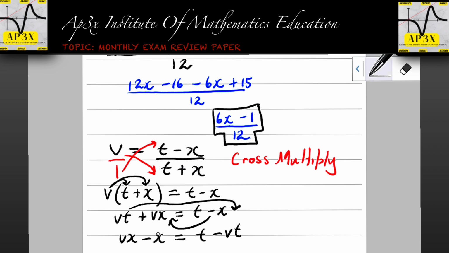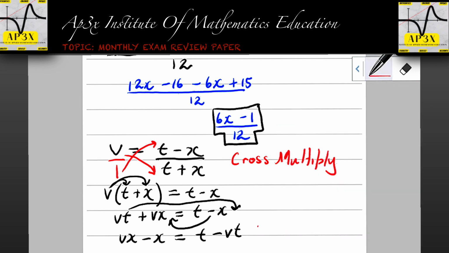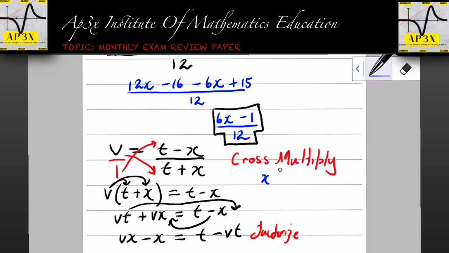Now I'm unable to subtract x from vx because, of course, in algebra the fundamental rule is that we cannot subtract unlike terms. In this case here, we're going to go ahead and factorize the x out. So we're going to be factoring, the common factor here is x. And so that's going to be equal to x into vx goes v times, and x divides into x goes 1 times. And so therefore that's going to be equal to t minus vt.